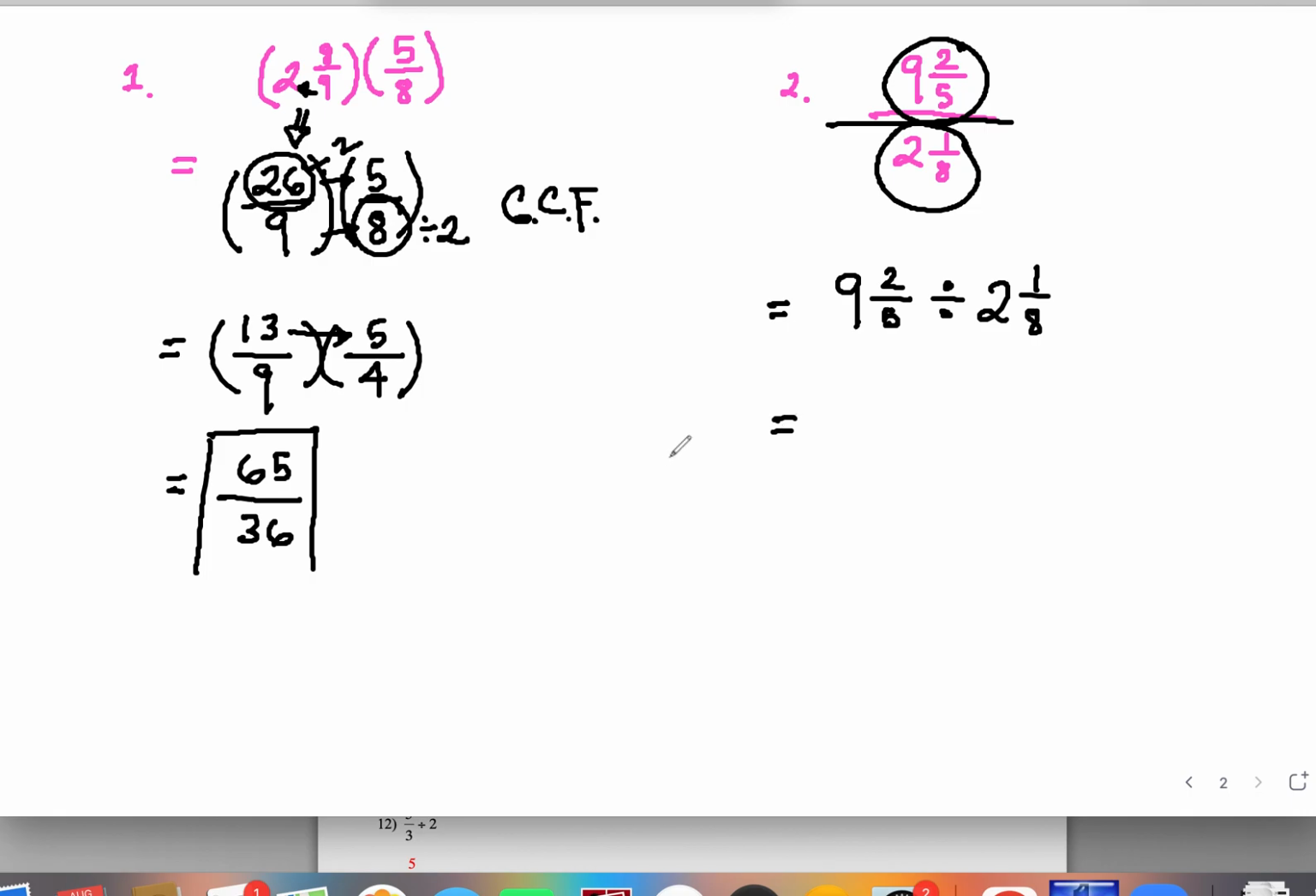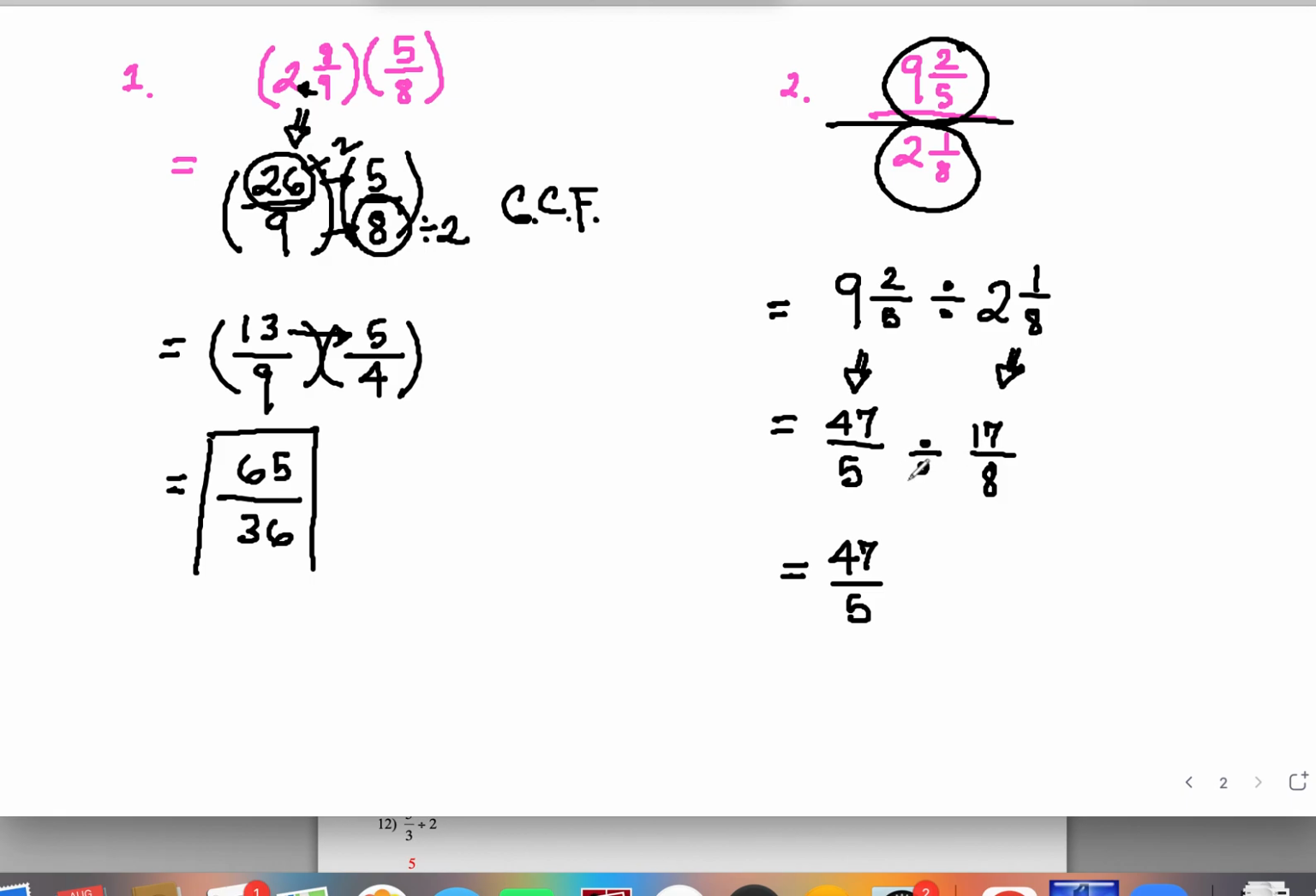So then what you do is you take each mixed number and you turn them into improper fractions. So to turn this into an improper fraction, I do 5 times 9, that's 45, plus 2 is 47. That's the numerator. The 5 is on the bottom, it stays. Divided by 2 times 8 is 16, plus 1 is 17 over 8. Then I have 47 over 5. And now they're both improper fractions.